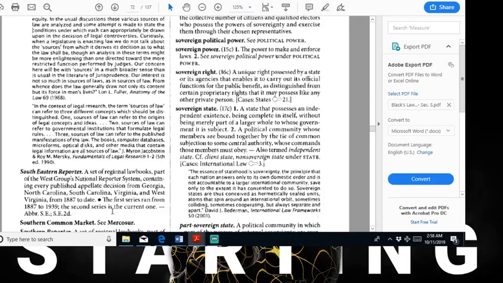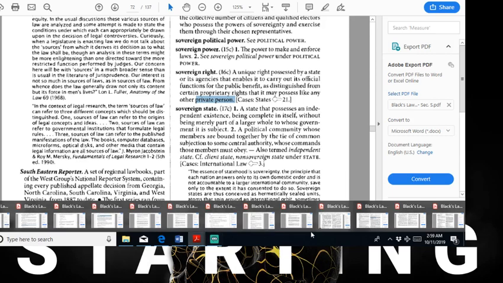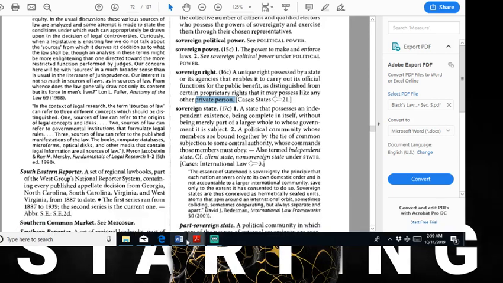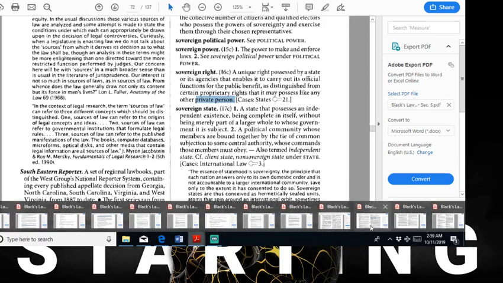Let me show you something about sovereign right. A unique right possessed by a state or its agencies that enable it to carry out its official functions for the public benefit, as distinguished from certain proprietary rights that it may possess like any other private person. I'm just gonna show you how all this works. Let me go through another definition. I'm gonna show y'all what we do over here.